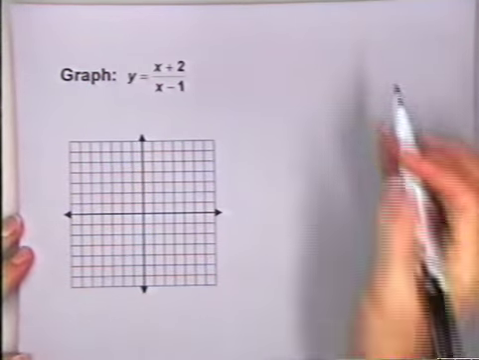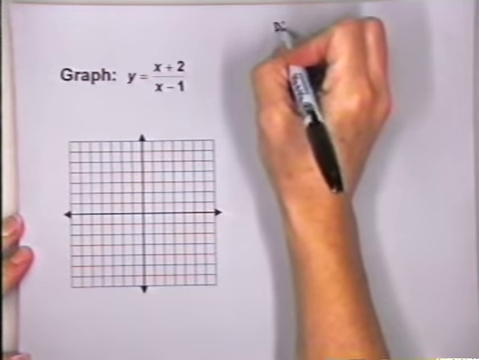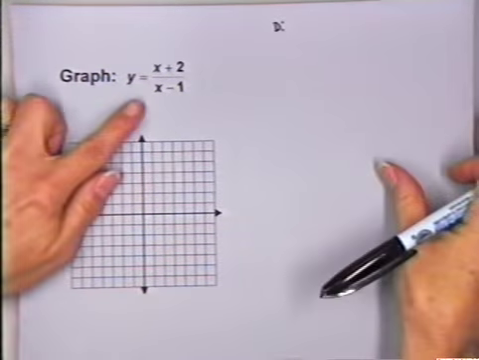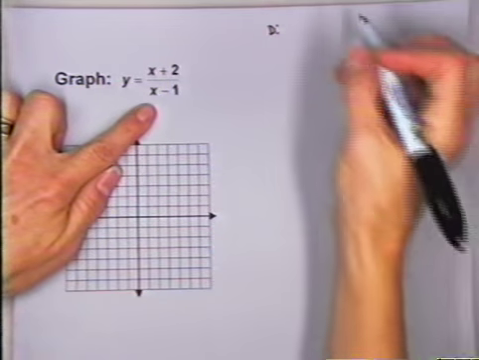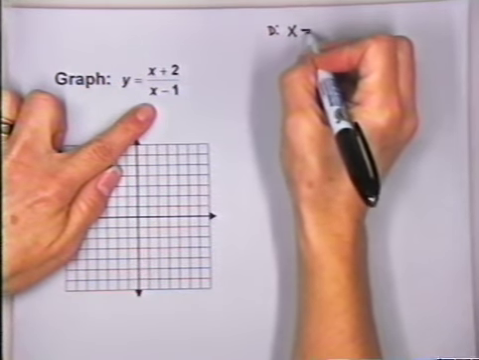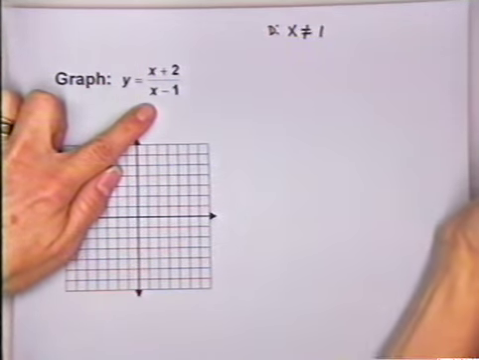Now, the first thing I'm going to do is to list my domain. Look at your fraction here. What can x not be? Well, of course, x can't be 1, can it?